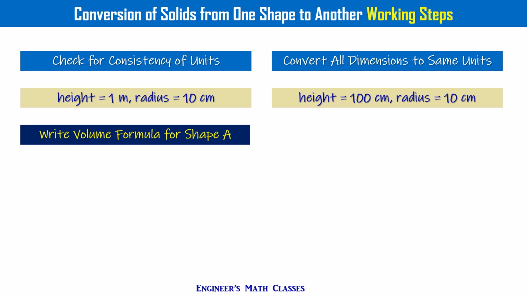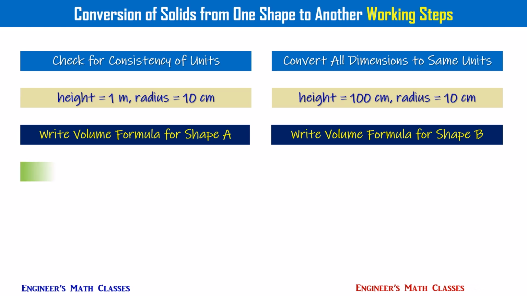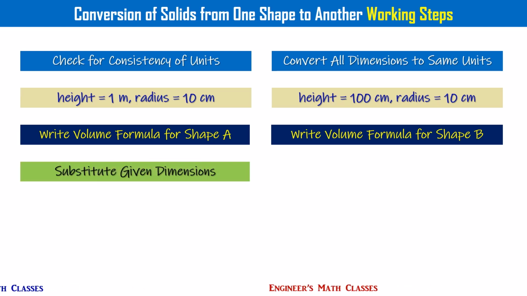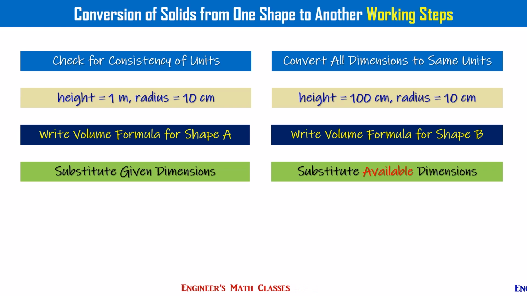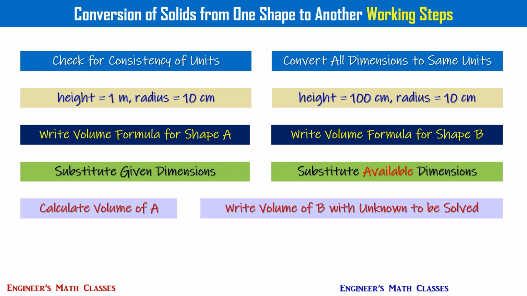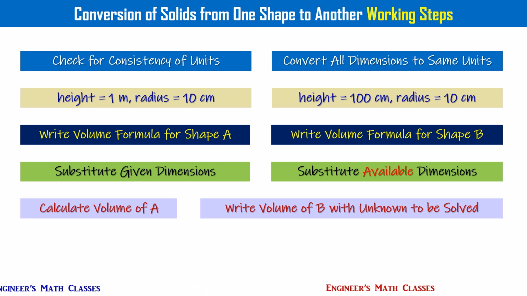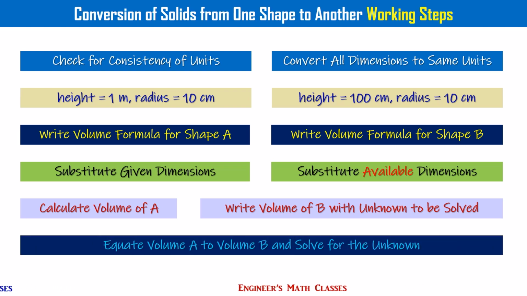Next, you need to write down the volume formula for shape A, and the same for shape B, and then substitute the given dimensions for shape A and the available dimensions for shape B, and calculate the volume of A, and also write the volume of B with the unknown to be solved. That unknown can be a missing dimension of the shape or the number of shapes of B which you need to find out. So equate volume A to volume B and solve for that unknown. So this is how you write down the steps for solving problems from this section called conversion of solids from one shape to another.